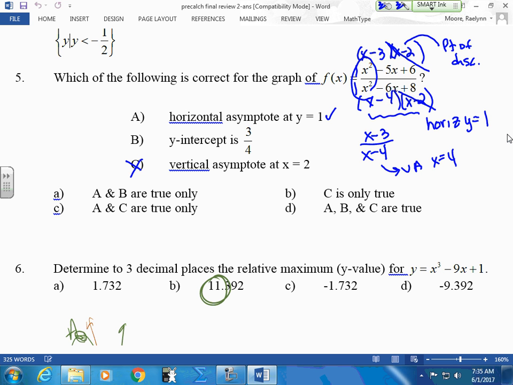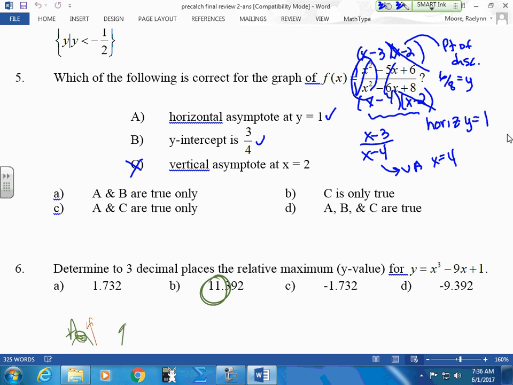Okay, your y-intercept is when x is 0. So out comes this, and I'm left with 6 over 8. And that reduces to 3 over 4. So A and B are true. Yes.